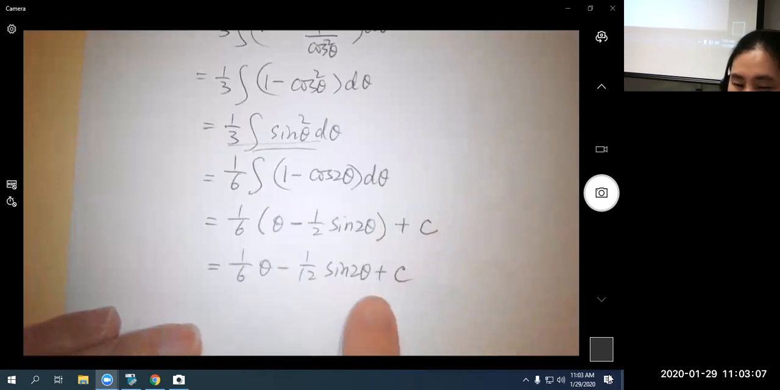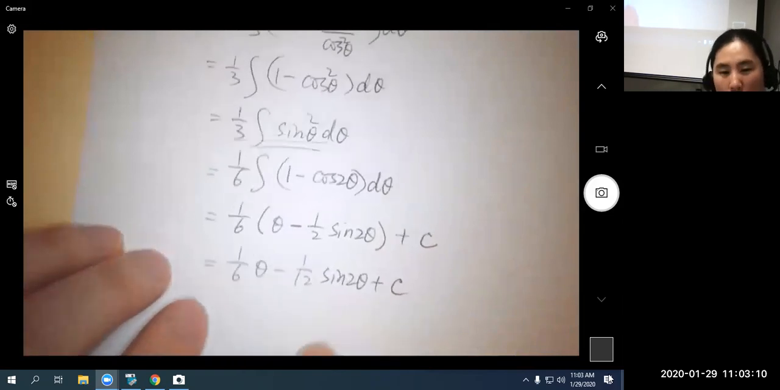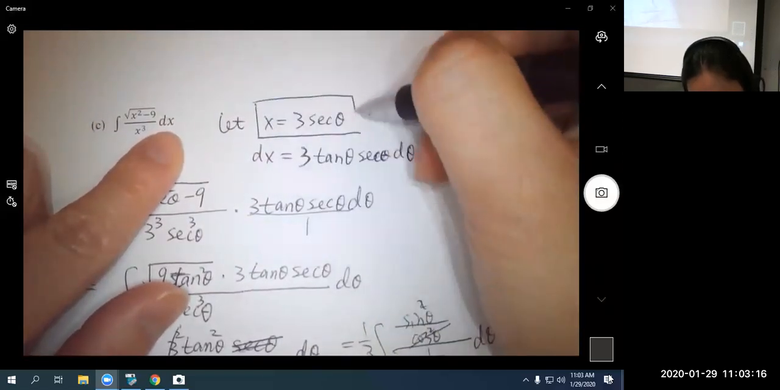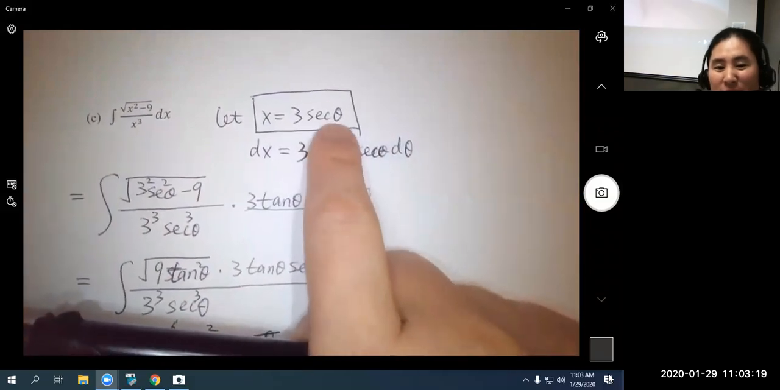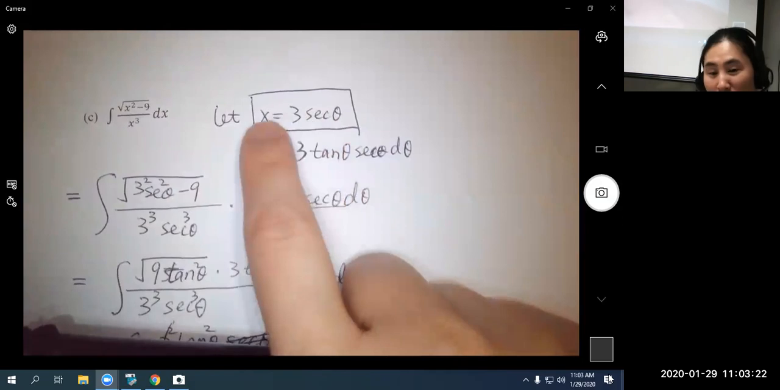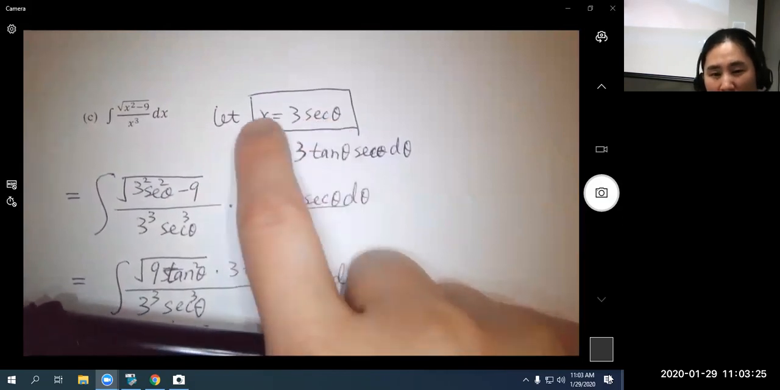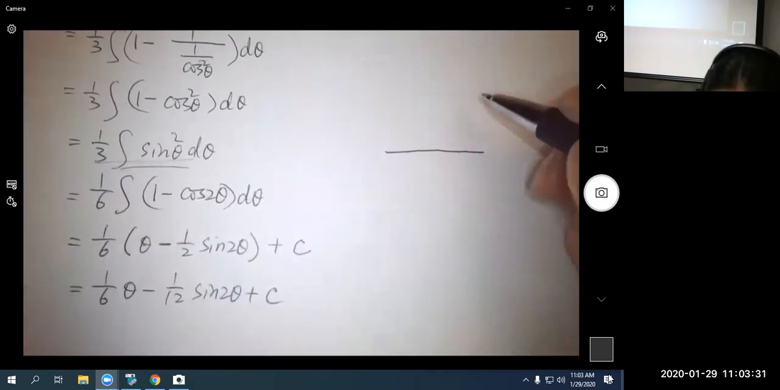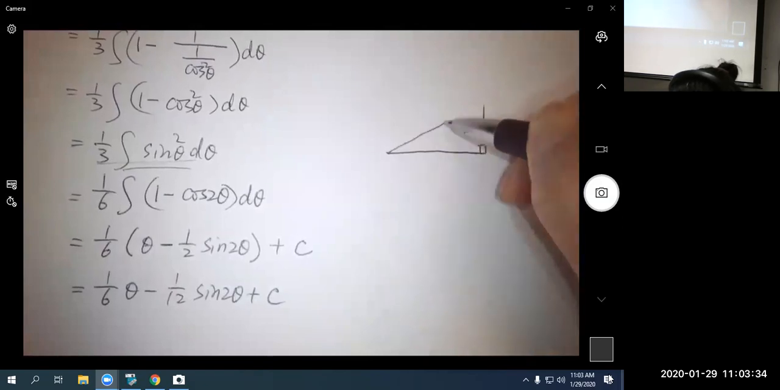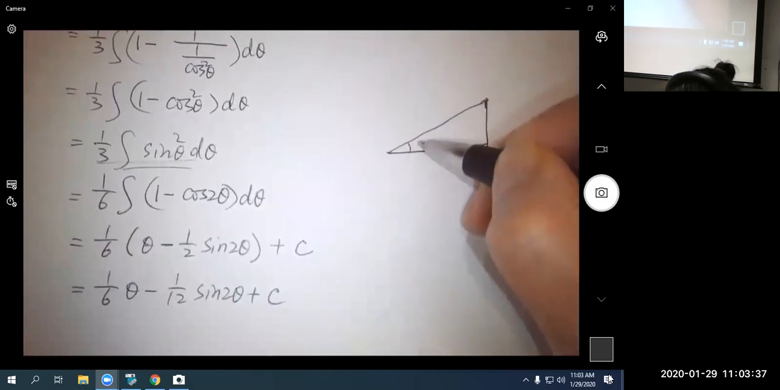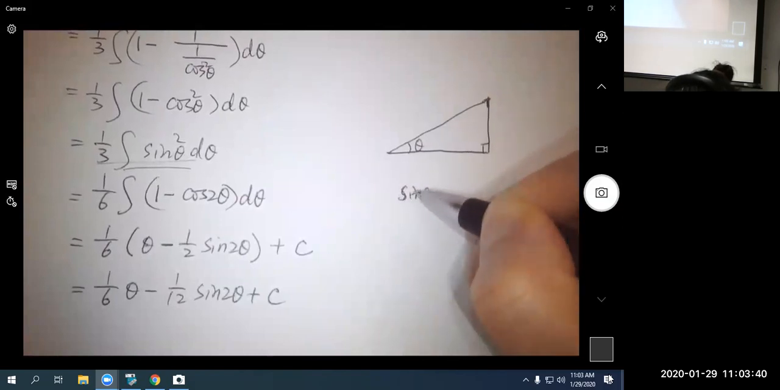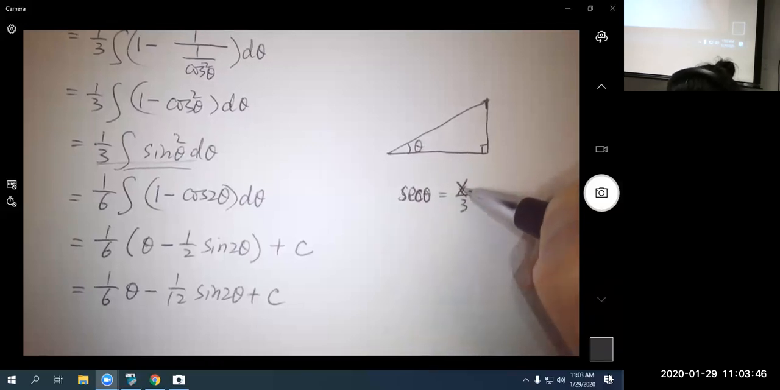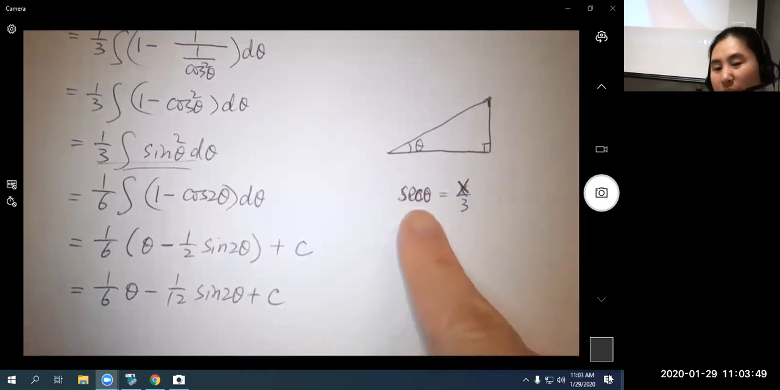All right, can we say this is completely done? No. We always have to use a substitution, create a right triangle, find a relationship between theta and x, and then substitute theta back in terms of x. So secant theta equals x over 3. So secant theta is which side over which side?